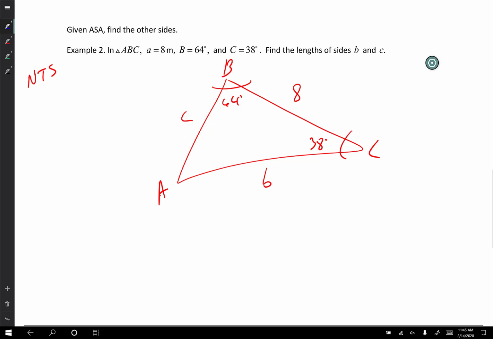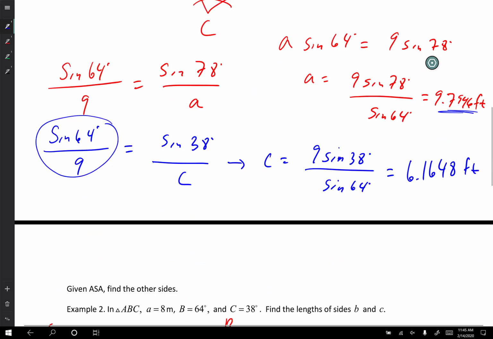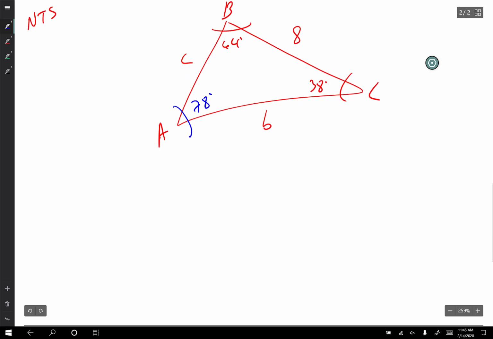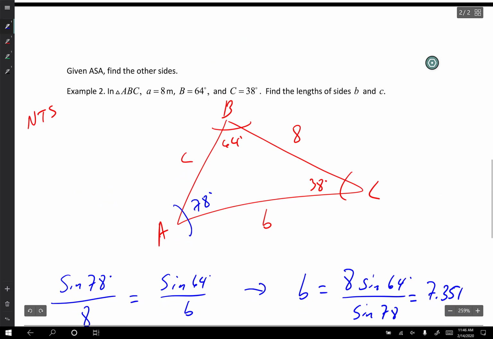All right, so here we go. Again, I'm going to figure out angle A. So 64 plus 38 we said was 102, and then 180 minus 102 is 78 degrees. Cool. I have little a this time, so I'm going to start with that. Sine 78 degrees over 8 equals, and I like to do it in alphabetical order, so sine 64 degrees over little b. Cross multiply, so B equals 8 sine 64 degrees over sine 78 degrees. And we get 8 sine 64 divided by sine 78, 7.351 if you round it, and these are in meters.